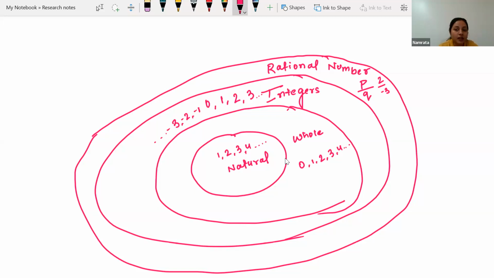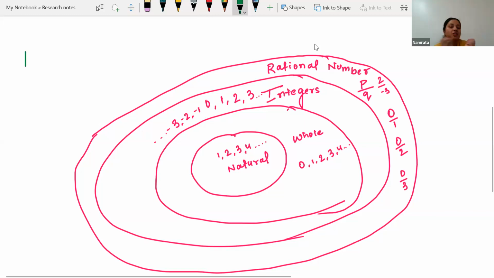If I'm talking about zero, is it a rational number or not? Any number which we can represent in the form of P by Q is a rational number. So zero, we can write it as 0 by 1, or 0 by 2, or 0 by 3. Yes, we are able to represent it in the form of P by Q, where P and Q are integers. But there was a condition also, that the denominator Q must not be zero.